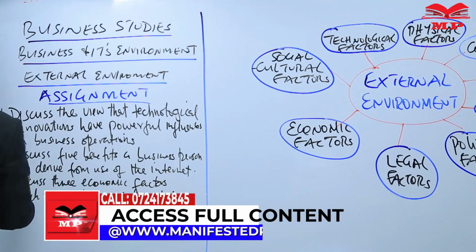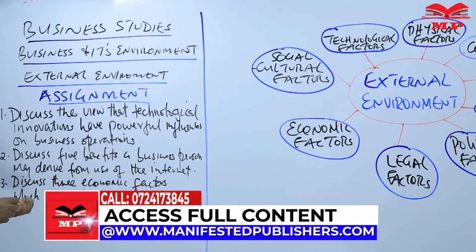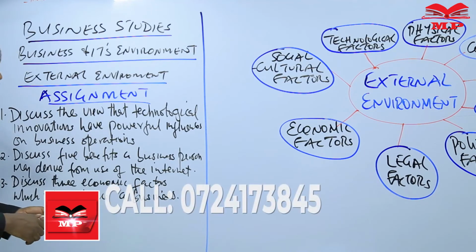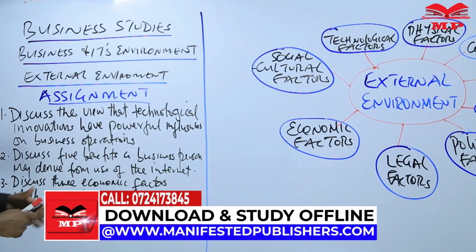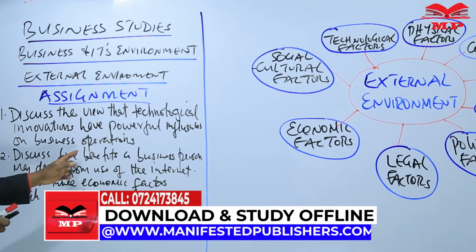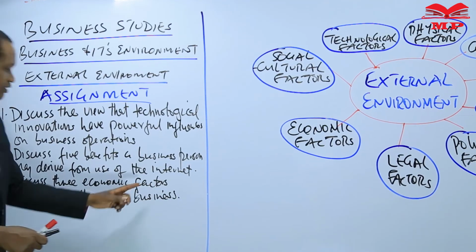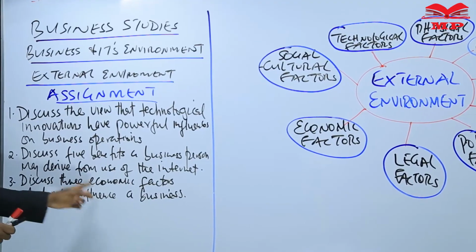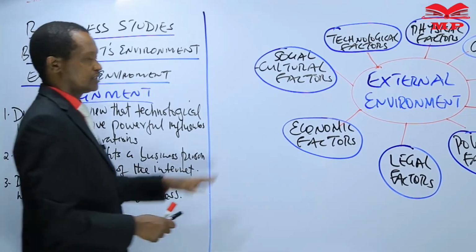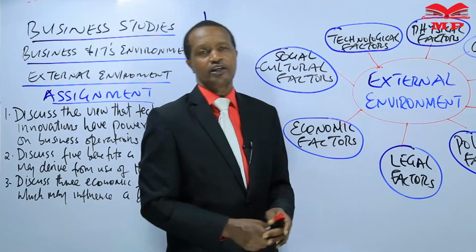3 questions. Question 1, discuss the view that technological innovations have powerful influences on business operations. 2, discuss 5 benefits a business person may derive from the use of the internet. Number 3, discuss 3 economic factors which may influence a business. These are things that we have discussed in these lessons.